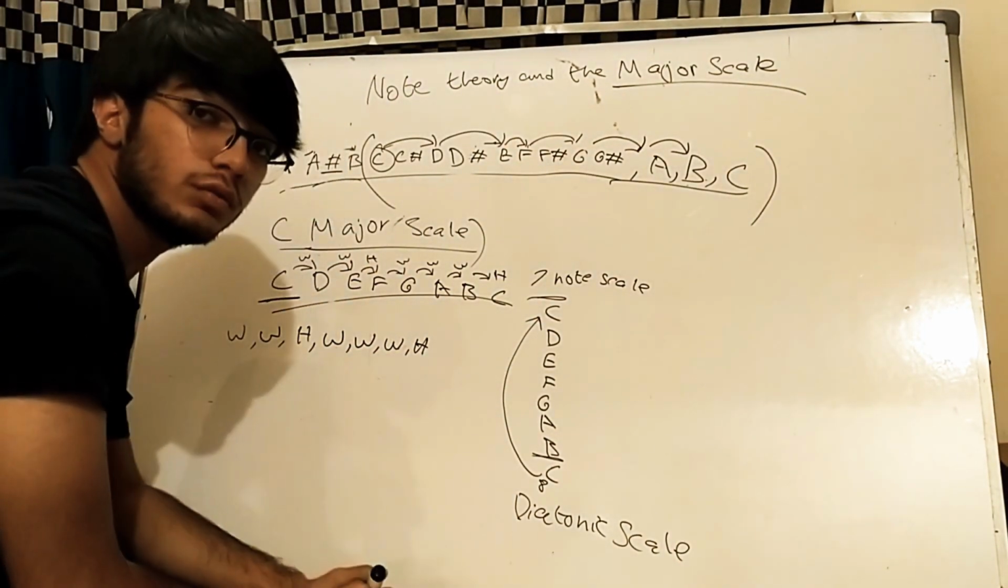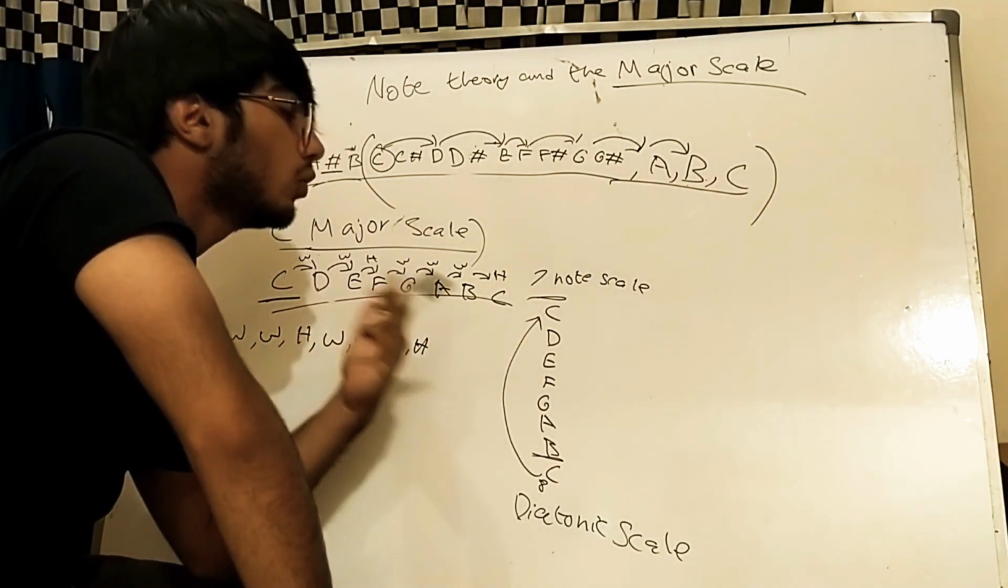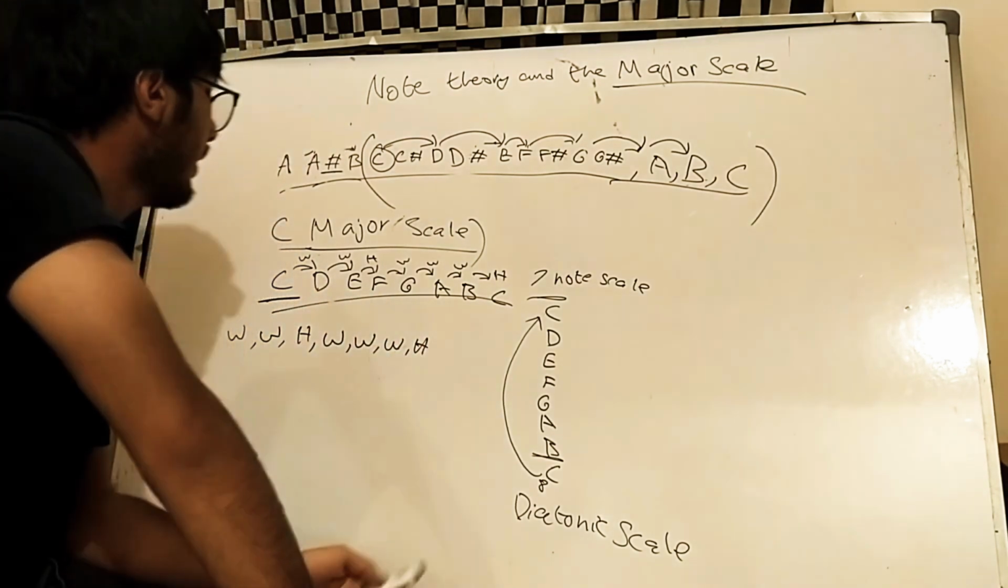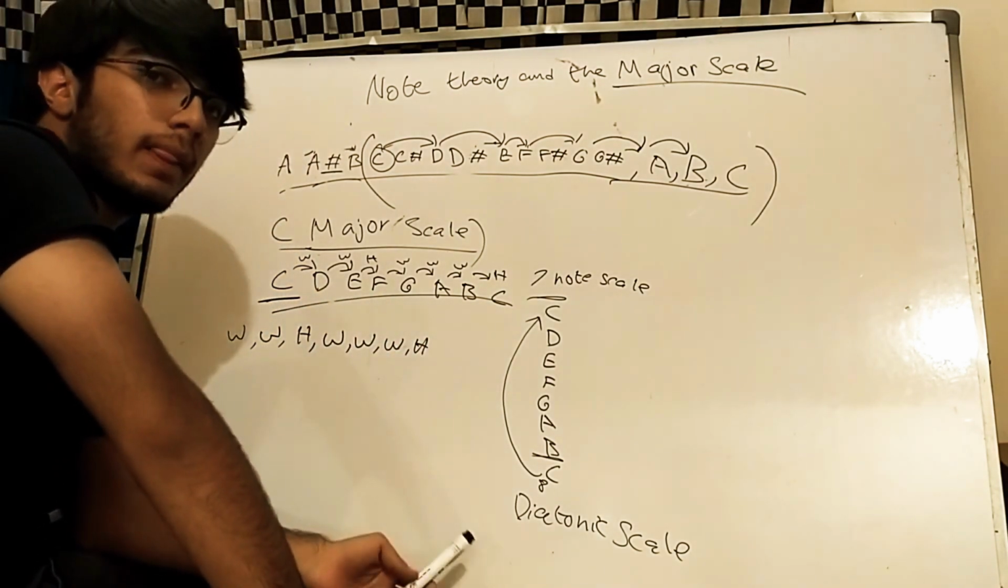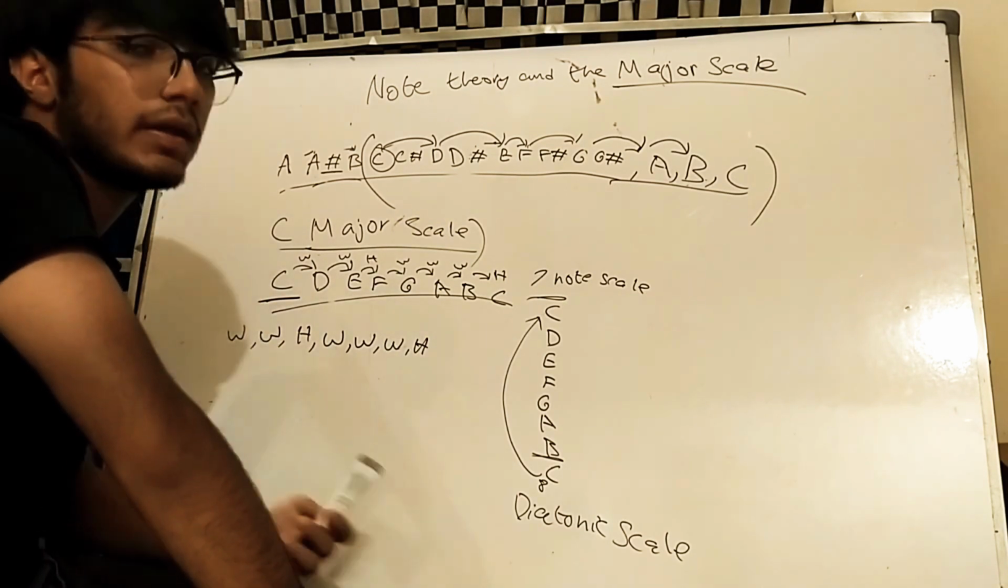Okay? So through these major scales, we form chords, and through those chords we form songs. So in the next lesson, I'll explain to you what chords are and how they're made and how these notes are used together to make music.